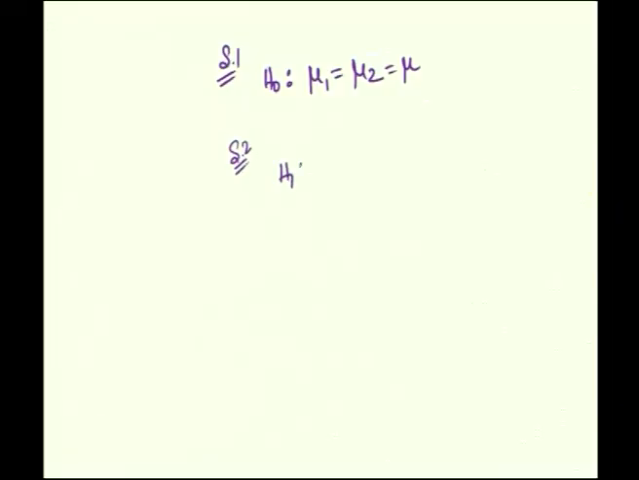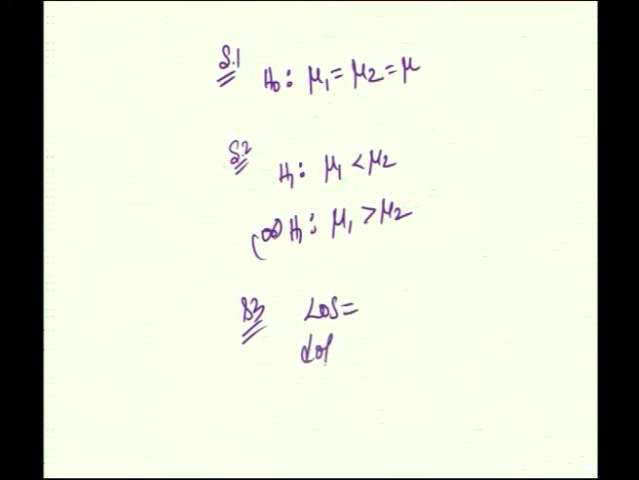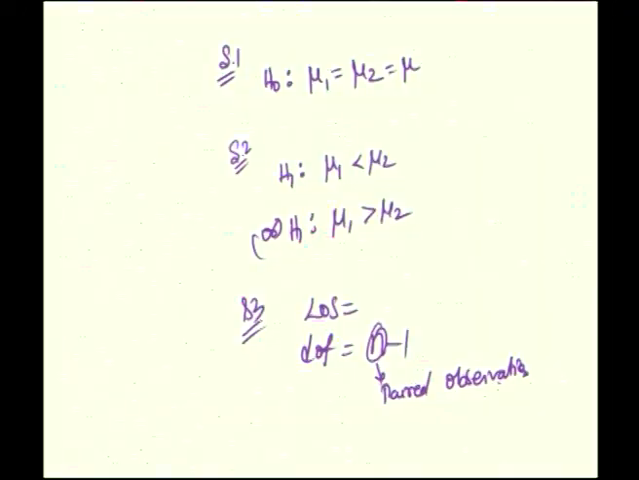And H1 will be either mu 1 is less than mu 2 or mu 1 is greater than mu 2. Then step 2 is as usual the level of significance part. Step 3 is degrees of freedom, equal to n minus 1, where n represents paired observations. Here one thing should be very clear: the sample size of the first sample should be the same as the sample size of the second sample, unlike difference of means where they can be different. So, paired observations are n, and degrees of freedom is n minus 1.